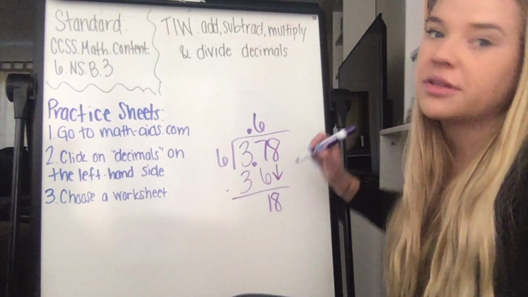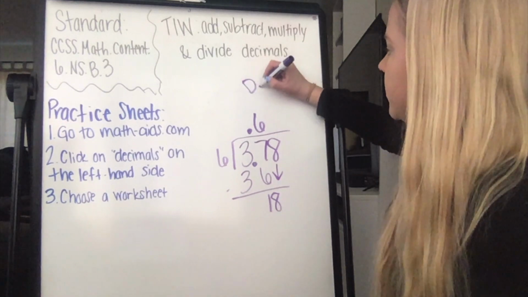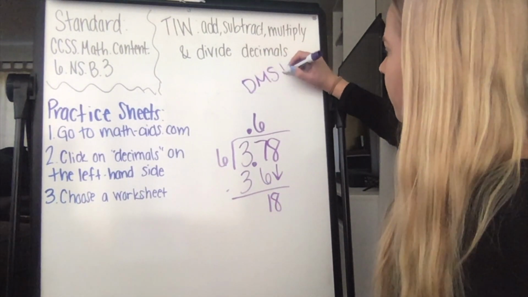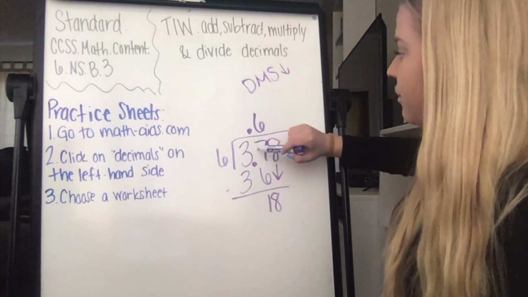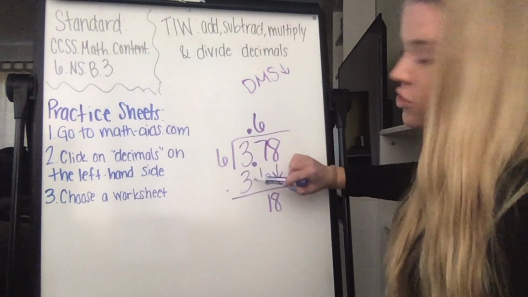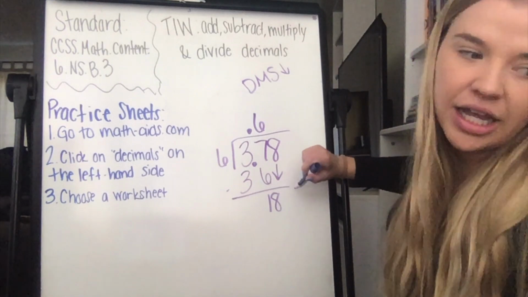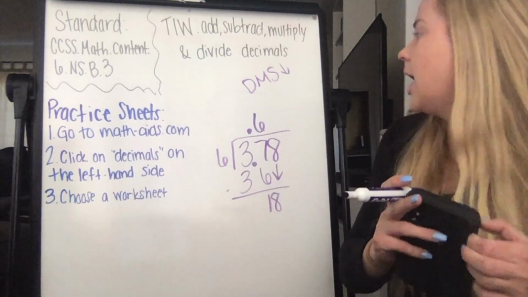Remember in my class, we remembered this as DMs. So you're dividing by your first number, then you're multiplying, which is where we got that 36, and then you're subtracting. I'm sorry, that's annoying.